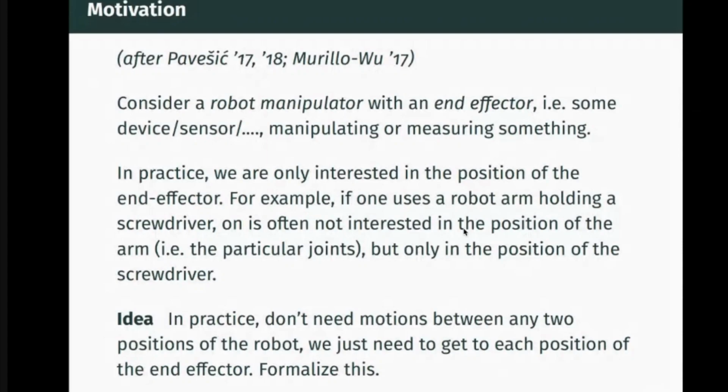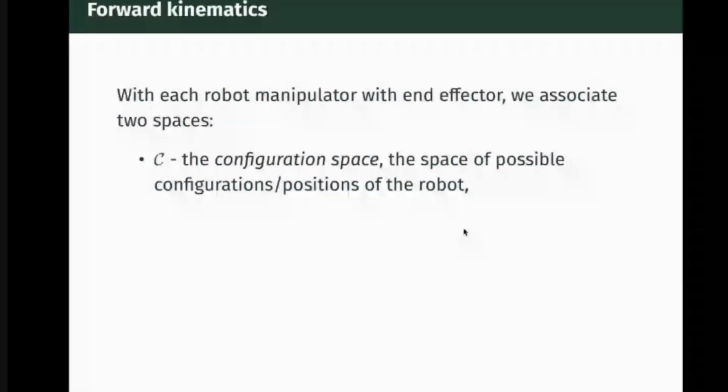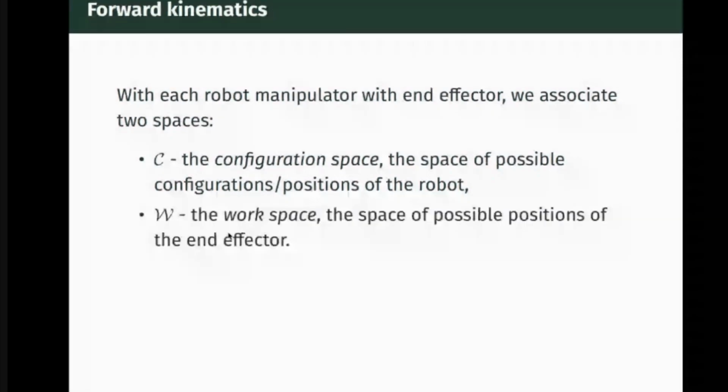So to get this done, I introduce some formalism that's actually also used by robotics people in kinematics. Namely, the first simple thing is that with each of these robots, or some robot manipulator with some end effector, we associate 2 different spaces. The one space is the configuration space, which is not to be confused with configuration spaces in the first talk. This just means the possible configurations, in the sense of positions of the robot itself. Secondly, we consider W, the workspace. This is the space of possible positions of the end effector, which we consider separately. I will give you an example in the next slide. But these are 2 different spaces.